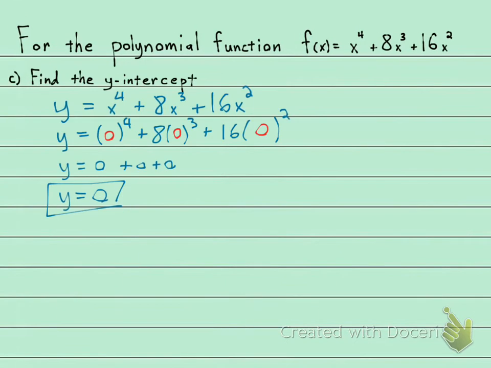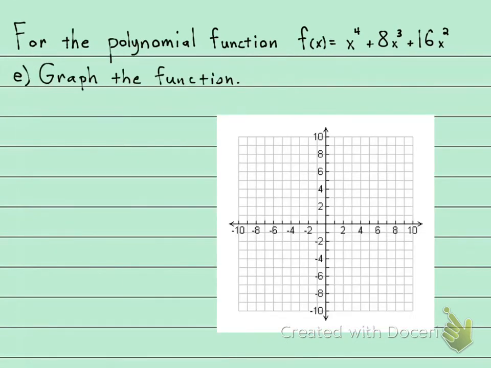Graph the function. Now, you're probably going to get multiple choice here, but we're going to take what we learned from A, B, and C, and we're going to graph this function. In part A, we learned that this graph rises to the left and rises to the right. In part B, we learned that this graph has zeros at 0 and -4. Okay, that's my x-intercept. That's my x-axis, and this is my y-axis.